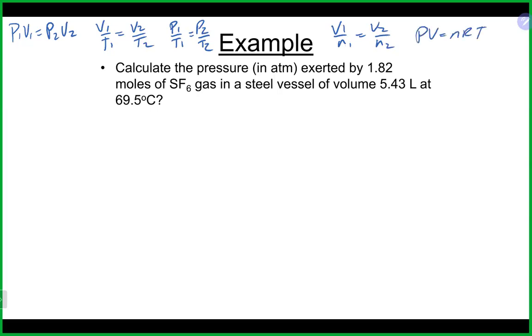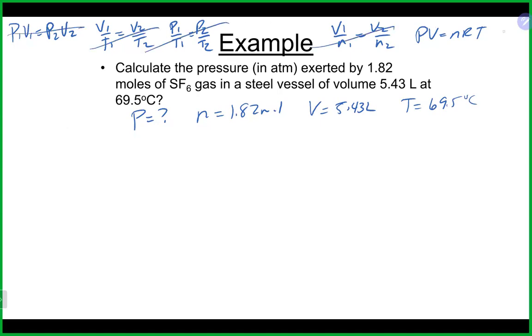So we take kind of the same approach here. We're looking for the pressure exerted by that many moles, 1.82. And we have a volume of 5.43 liters and a temperature of 69.5 degrees Celsius. Again, we pretty much have one of everything, which eliminates all these equations and points us in the direction of PV equals nRT. You can kind of see it. Remember, just like this problem, they never mention the gas constant, but that is a number you always have available to you.